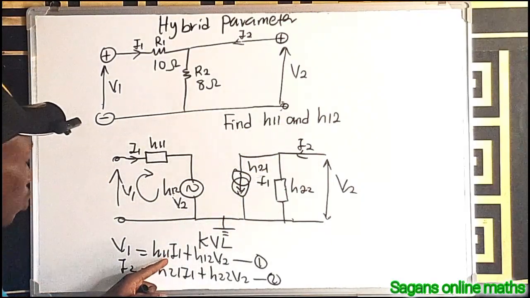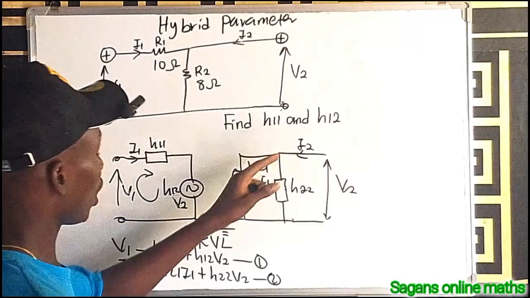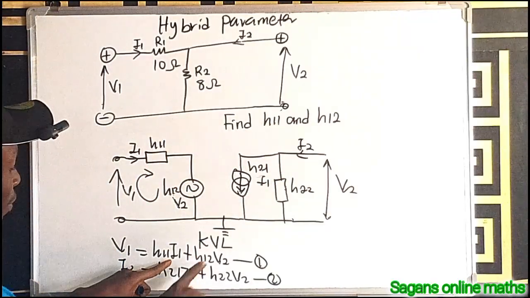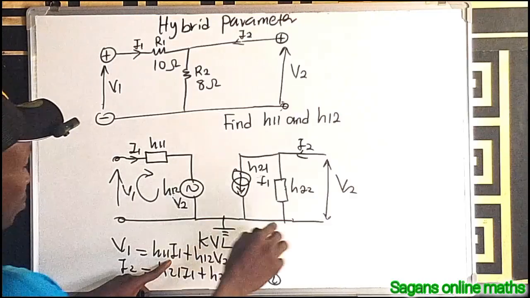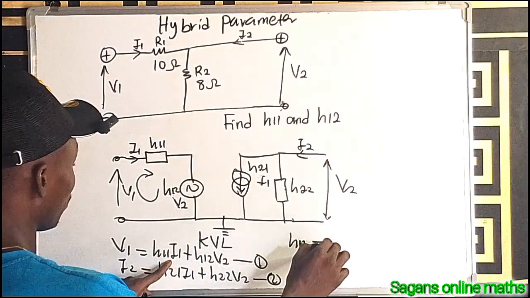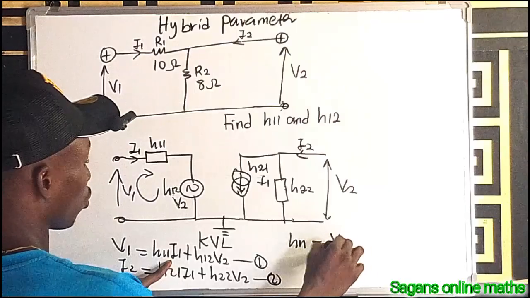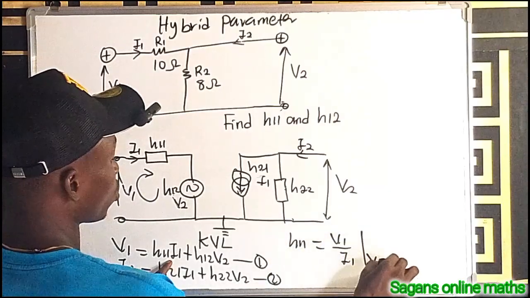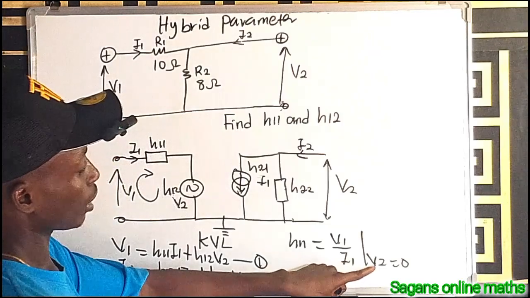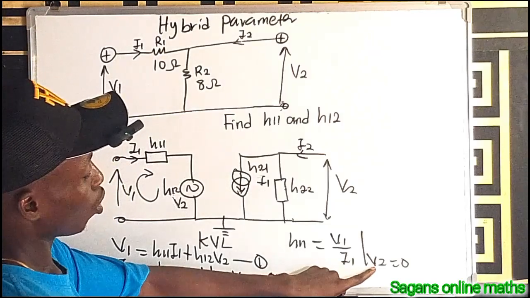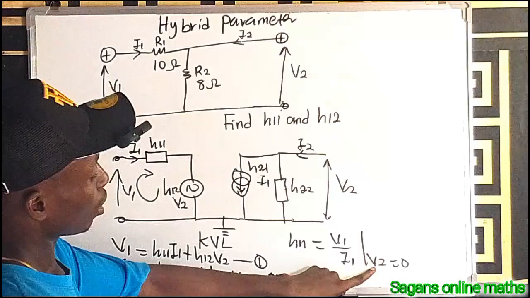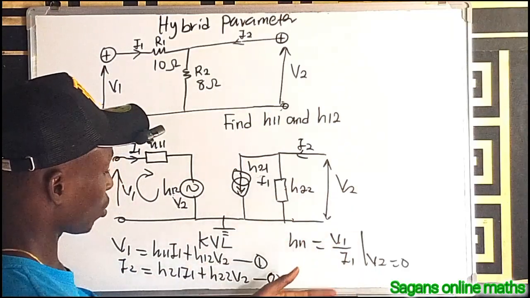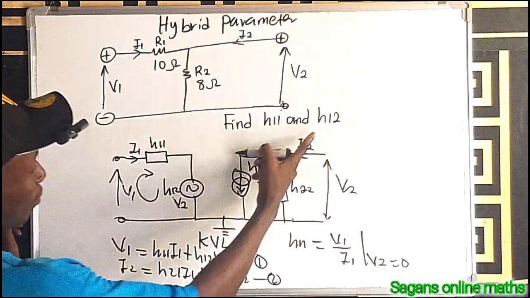For h₁₁, it simply means open circuit input impedance, right? It means our V2 is 0. So h₁₁ is equal to V1 over I1, where V2 is short circuit. So this is short circuit input impedance.